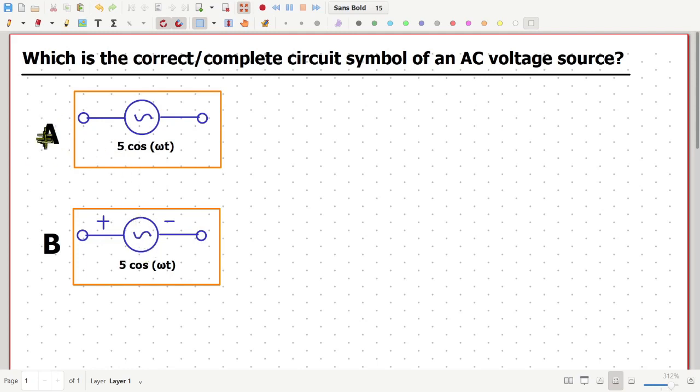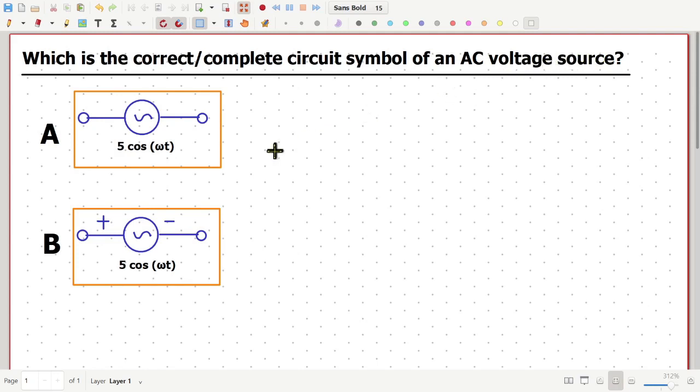However, in this representation, there is no plus or minus sign associated with this. But in this representation, we have a plus and a minus sign associated with this. Now, between these two representations, which is the correct or complete representation of an AC voltage source? Please think before I give you the answer.